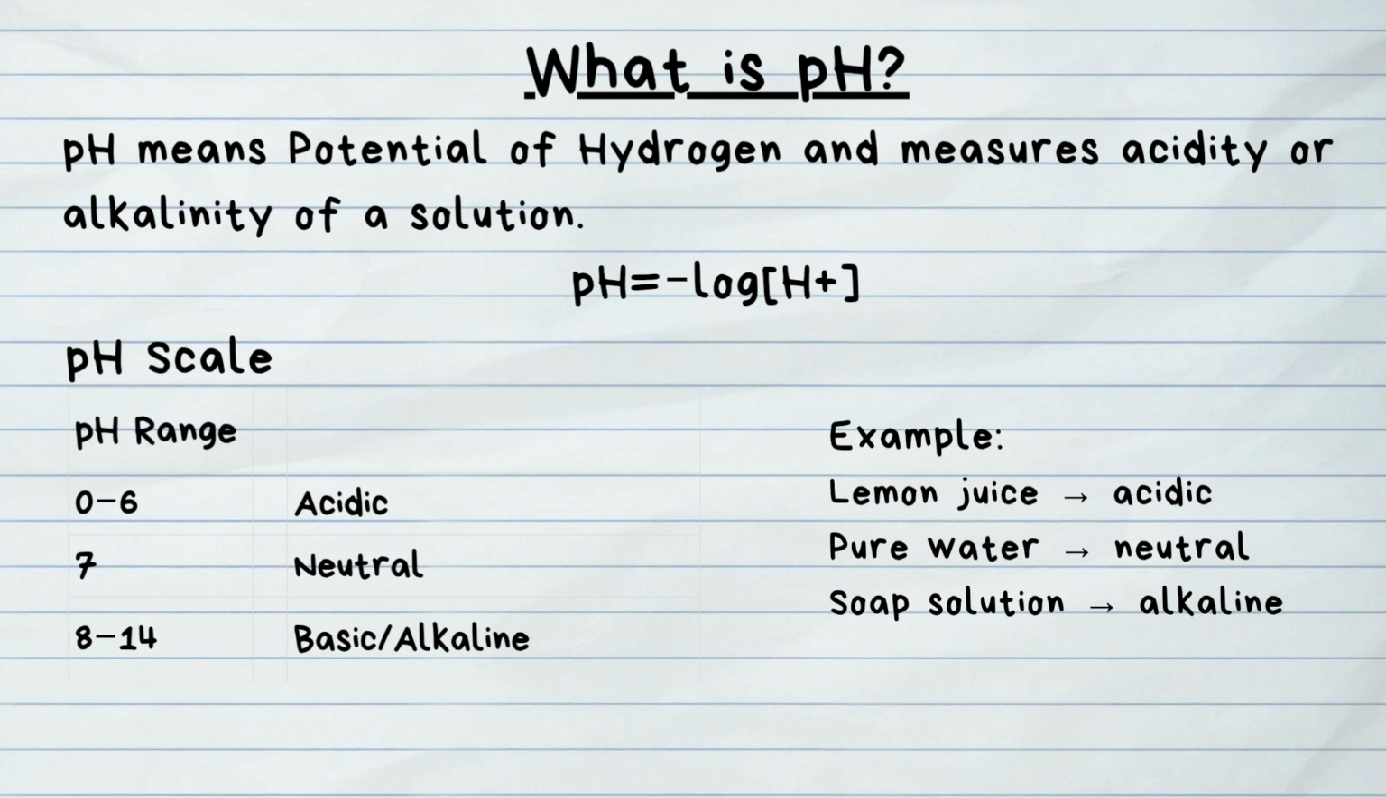If the pH is between 0 to 6, the solution is acidic. If the pH is exactly 7, the solution is neutral. And if the pH is between 8 to 14, the solution is basic or alkaline. Let's look at some examples. Lemon juice tastes sour because it is acidic. Pure water is neutral. And soap solution? Yes, it is alkaline. In simple words, pH helps us understand how acidic or basic something is.